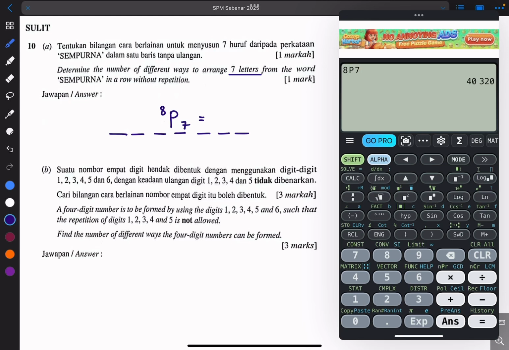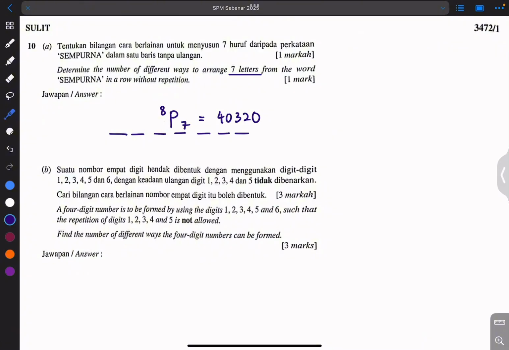8P7. This will give us 40,320. Okay, just in case, we have to check, are there any repeating alphabets or not? S-A-M-P, no repeating. Yeah. So if they are repeating, then we have to divide by the number of repeated alphabets. Here, all alphabets are unique, so no need. Done.